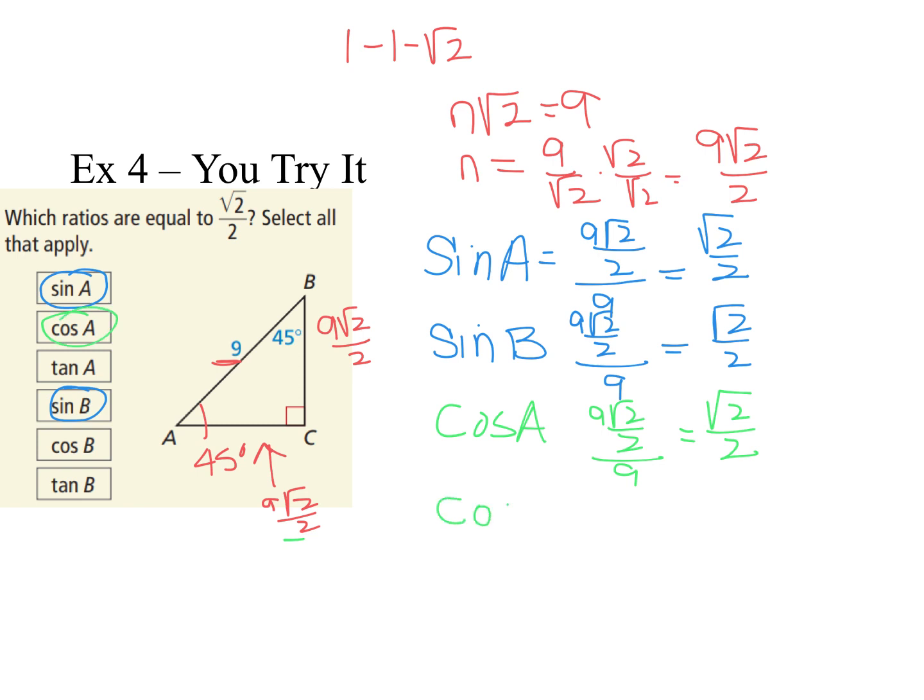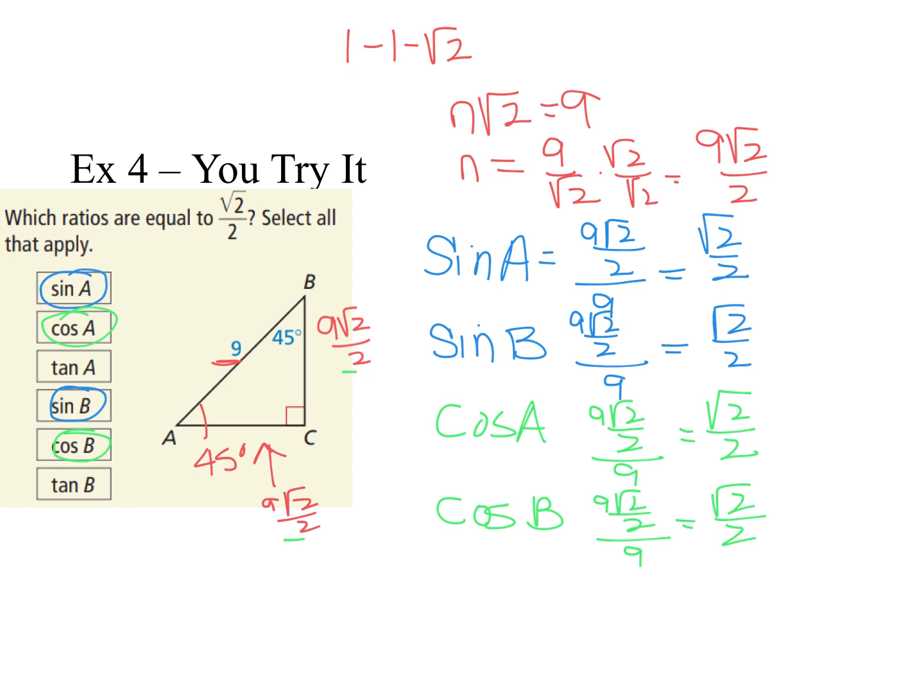I will do cosine of B. And cosine of B, when I look at my adjacent side, I have 9 square roots of 2 over 2. And I'm going to divide that by the hypotenuse, which is 9. So again, I get the square root of 2 over 2. So cosine B will work.